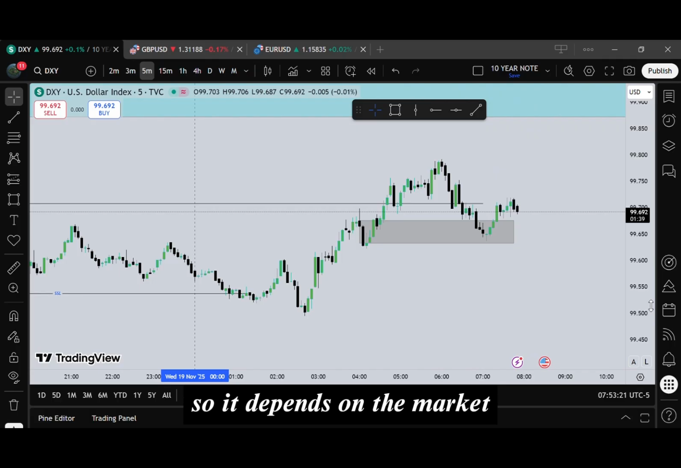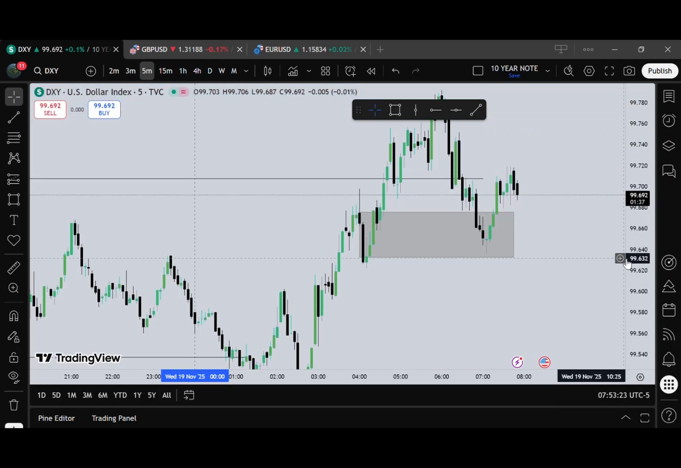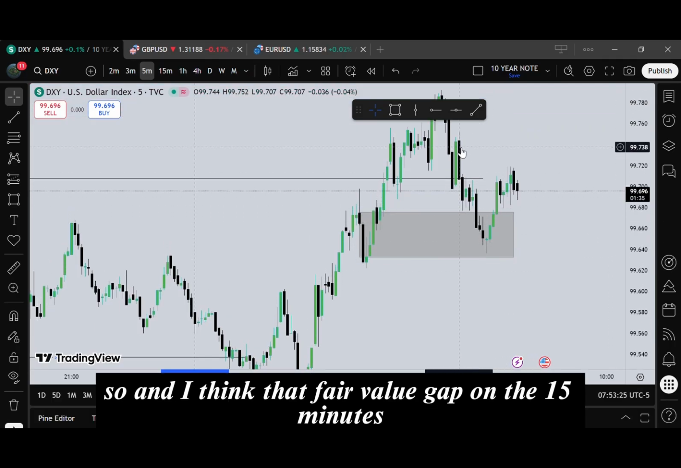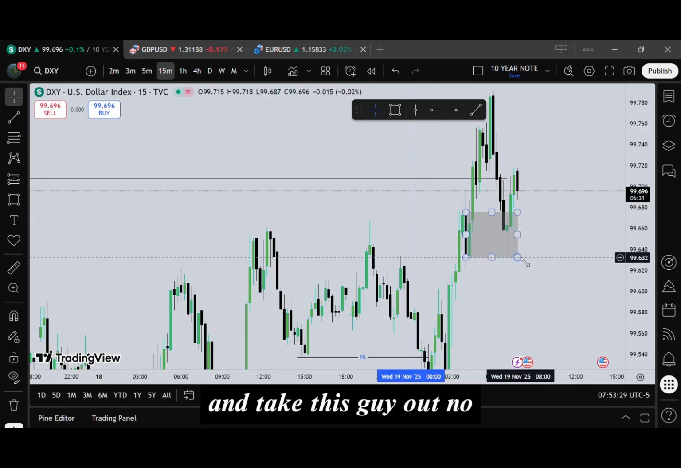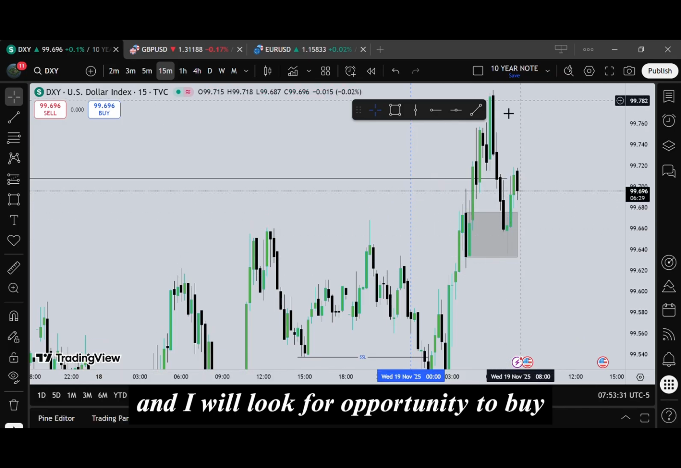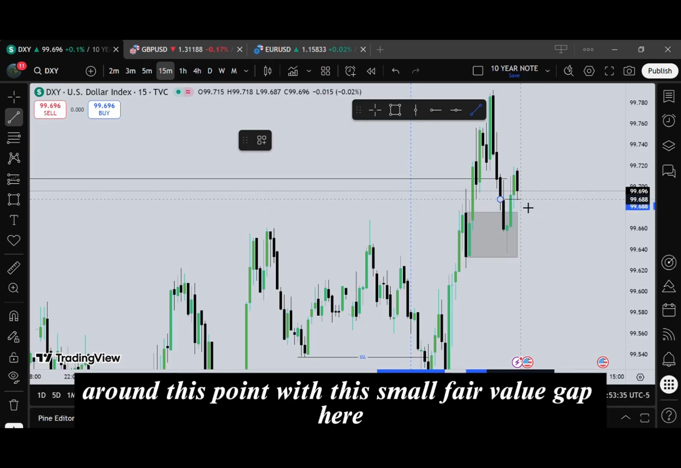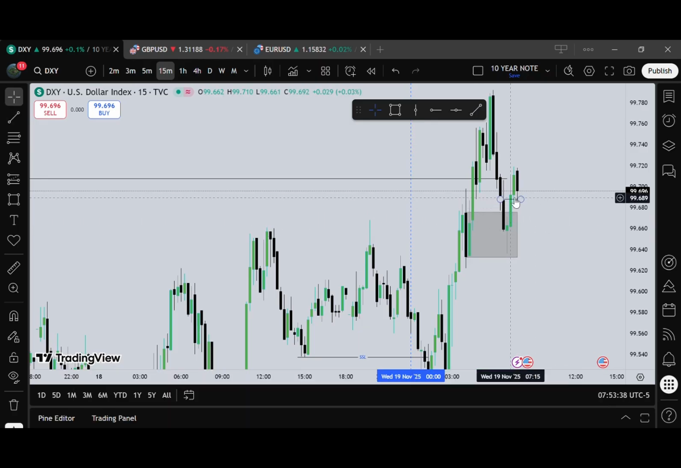So it depends on the market, it depends on what happens currently. And I think that fair value gap on the 15 minutes chart is not strong enough to push the market lower and take this guy out. No, that's not possible. And I'll look for opportunity to buy around this point with this small fair value gap here.